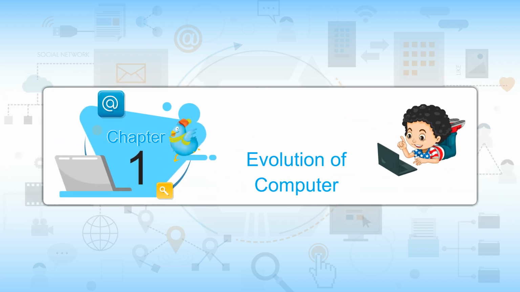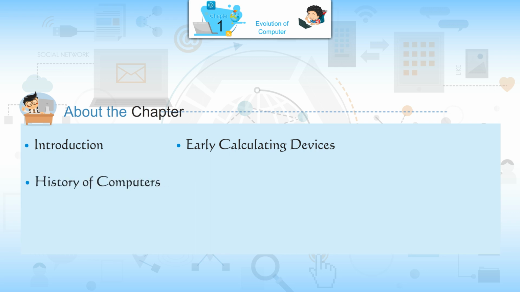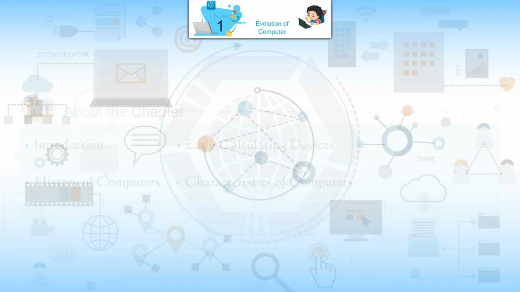Chapter 1. Evolution of Computer. About the chapter. Introduction. Early calculating devices. History of computers. Characteristics of computers.